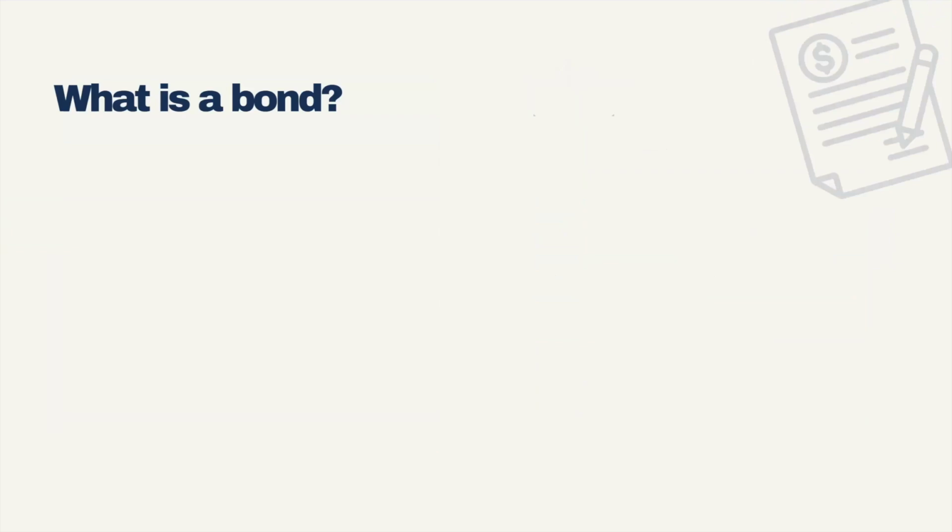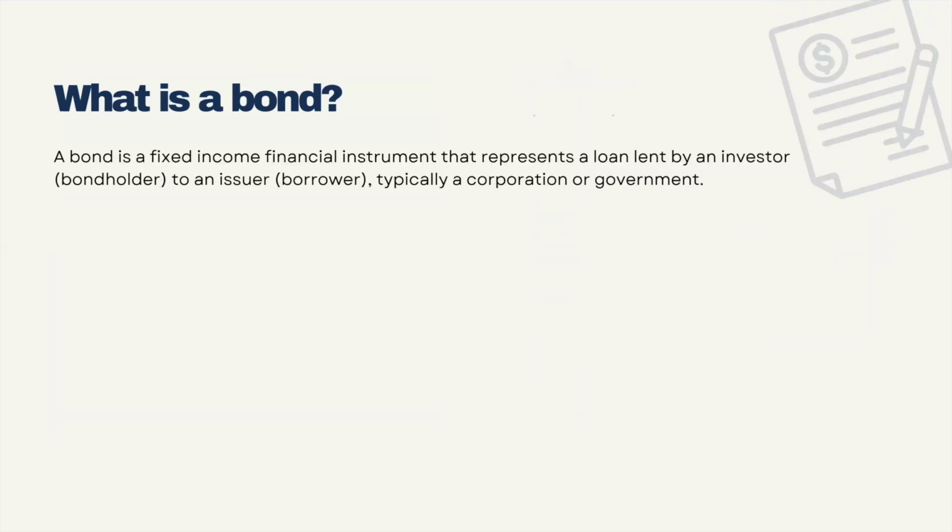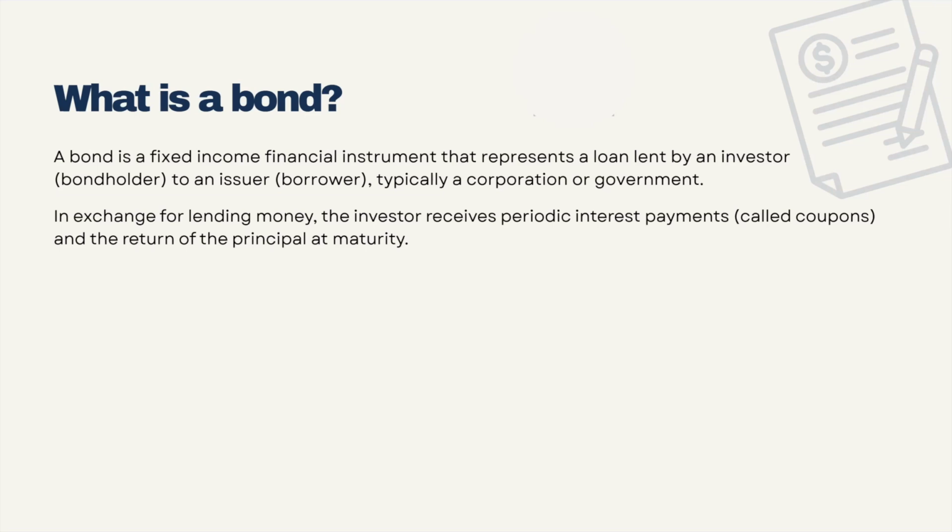So, what are bonds? A bond is a fixed income financial instrument that represents a loan made by an investor to an issuer. In other words, a bond is a written contract between the borrower and the lender. Usually, the government or corporations are the ones issuing bonds when they need capital. Like any other loan, a bond pays interest periodically and repays the principal at a stated time as per the agreement at the time the bond was issued.